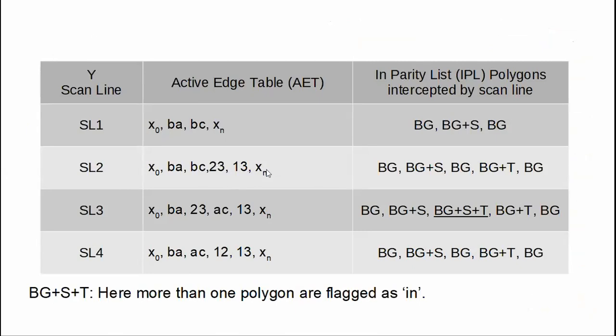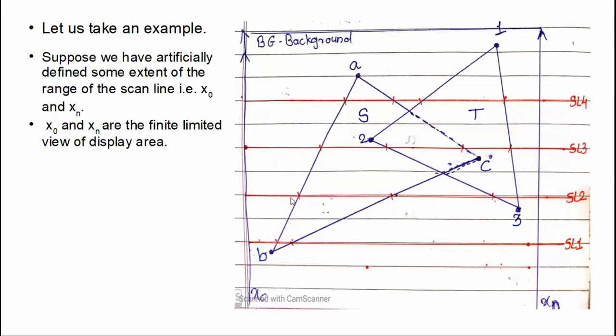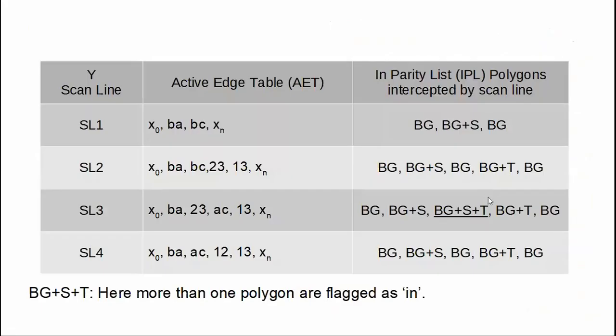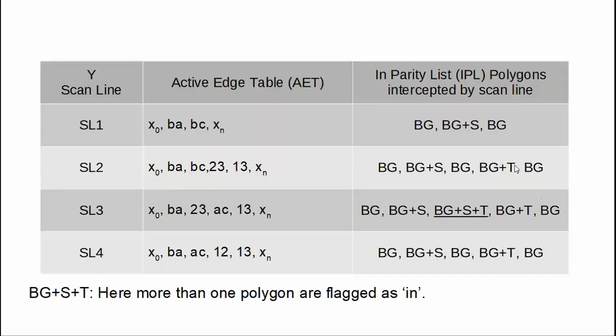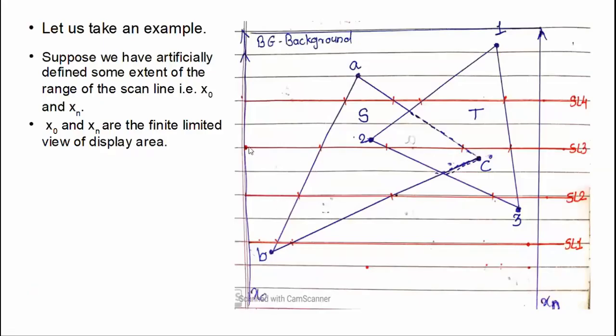So in this case, now what will happen? First is background color, then this much portion is of polygon S only. So BG plus S. Similarly, here only BG. Next, after this, this span is inside only one polygon, that is T. So BG plus T, and again BG. Similarly for scan line 3 we will check.